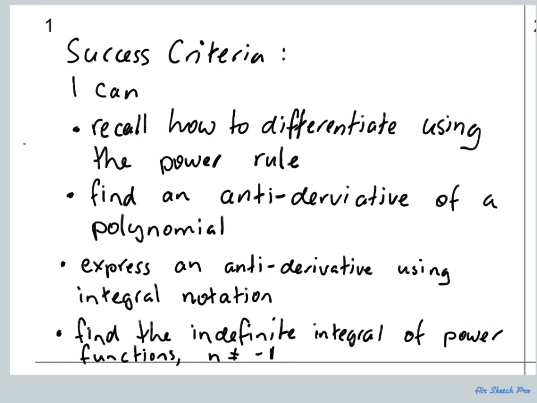So you can see the success criteria there, and I'd like you to revisit that at the end of the lesson and see what you can tick off and what you can't tick off. So let's start off by doing a bit of a recall. So I can recall how to differentiate using the power rule. That's what we'll focus on to start with. Then we'll look at finding an antiderivative of a polynomial, expressing an antiderivative using integral notation. We'll do that in the second half of this lesson, and do some work on finding the indefinite integral.